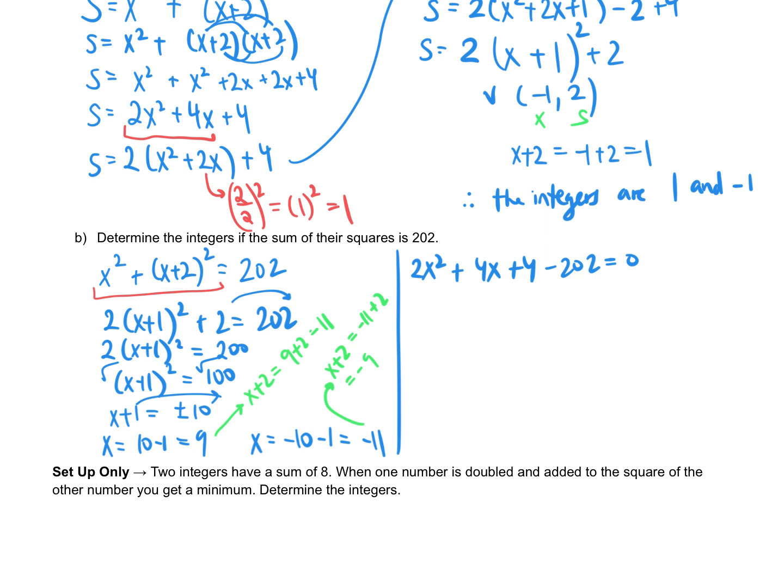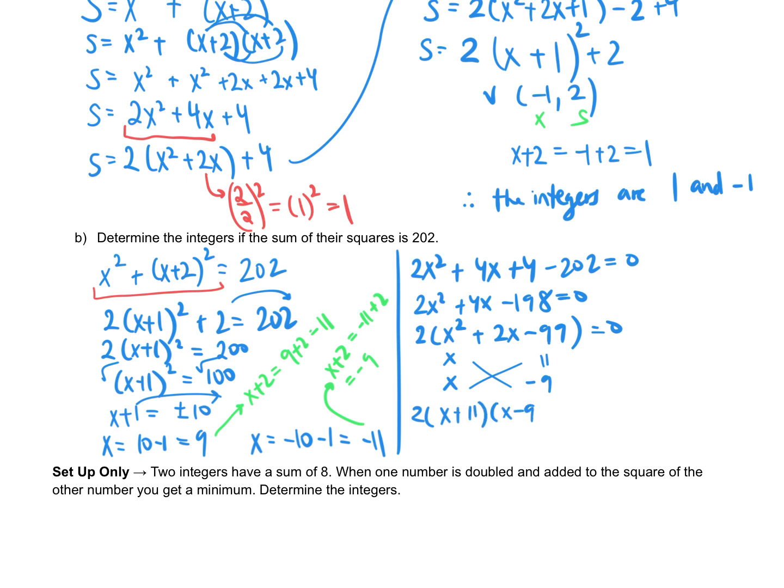For the other one, I'm going to collect my like terms, get it into that nice standard form. I'm going to do a GCF of 2. And now I need x times x to give me x squared. Just 11 times 9 for 99. I'm going to make the 9 negative. There's 11x, there's -9x. So I'm just solving by factoring. We've done isolation so much that maybe we forgot about this method. So x can be -11 or x can be 9.